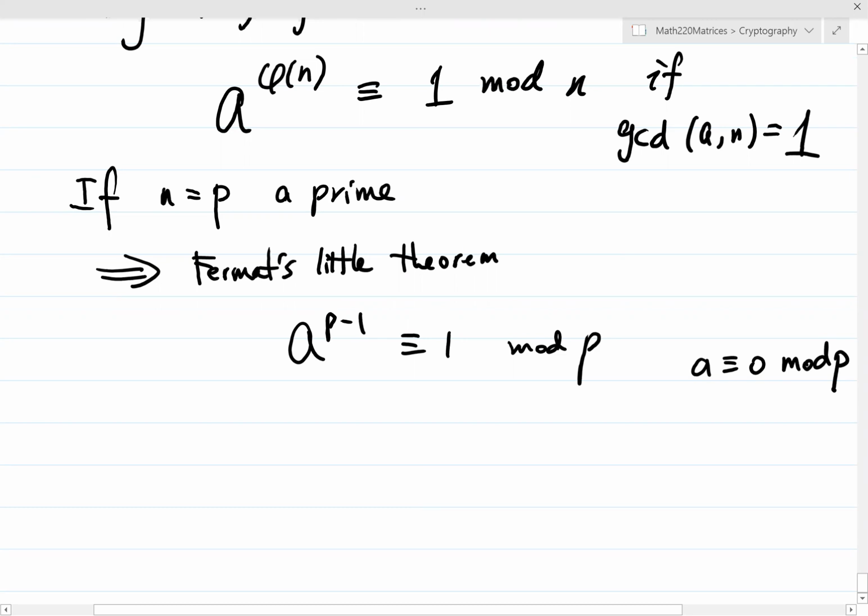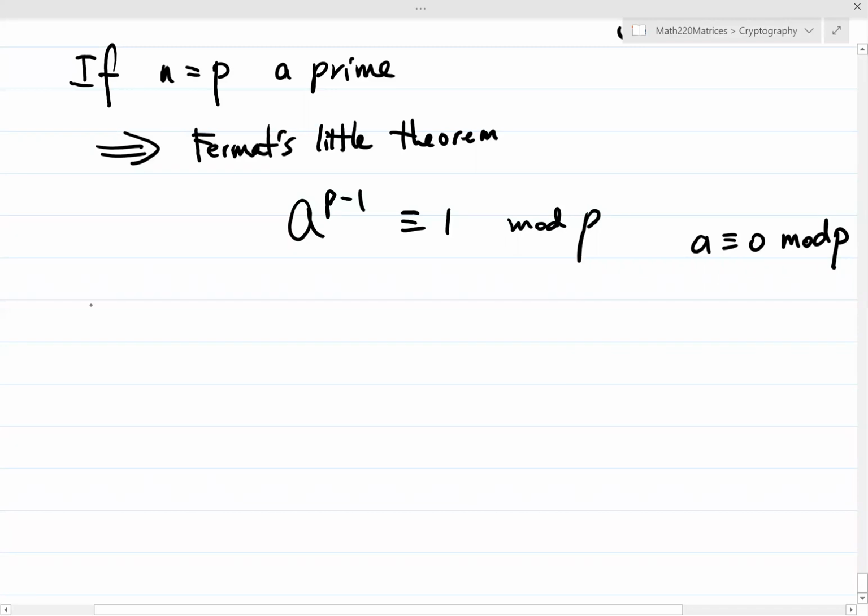Now we are okay to talk about RSA, except one thing. We computed this special case. One more thing: let P and Q be two distinct primes.